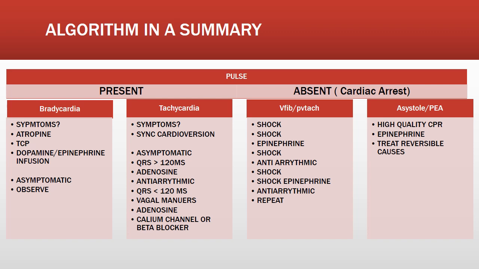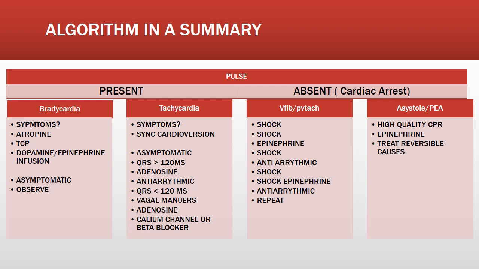If the QRS complex is more than 120 milliseconds and you see the rhythm is regular, then you will give adenosine or anti-arrhythmic drugs. Any anti-arrhythmic can be given, either amiodarone or lidocaine. If the QRS complex is less than 120, then you will perform vagal maneuvers and give adenosine, calcium channel blocker or beta blocker.